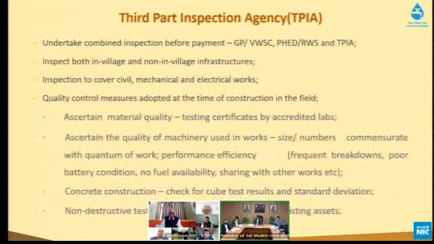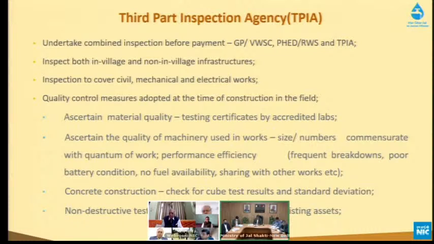Next one. So coming to the last part, the third-party inspection. This is part of the guideline. It is clearly delineated what works will be done by the state third-party inspection agencies and what the qualification for the third party is. That's also given there. Just for the sake of repetition, I'm repeating it here. They have to undertake the inspection along with the GP and the Rural Water Supply Department. They have to inspect both in-village and non-in-village infrastructure.